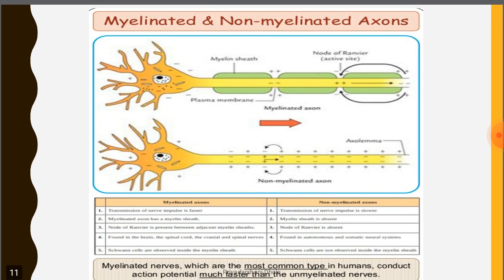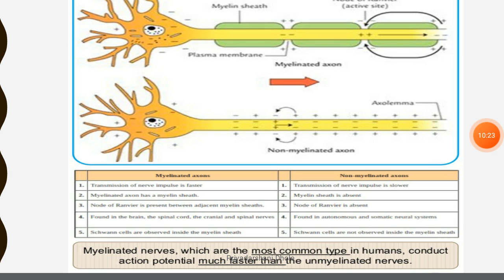Now, neurons are again of two types depending on the axon covering: myelinated or non-myelinated axons. In a myelinated neuron the myelin sheath is present, and in a non-myelinated axon this sheath is absent. In this diagram you can see a green structure covering the axon, therefore it is called myelinated.